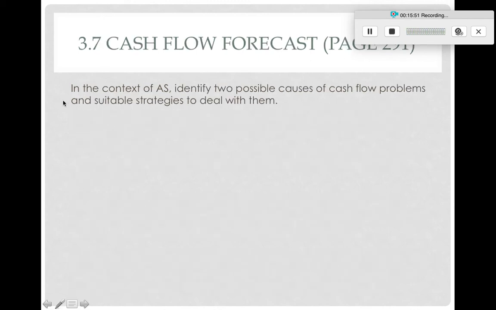Moving on, cash flow forecast. In the context of AS, identify 2 possible causes of cash flow problems and suitable strategies to deal with them. You are provided with the cash flow forecast in table 2 of the case study. Have a go and pause the video and come back to see and compare your answer with the sample answer.